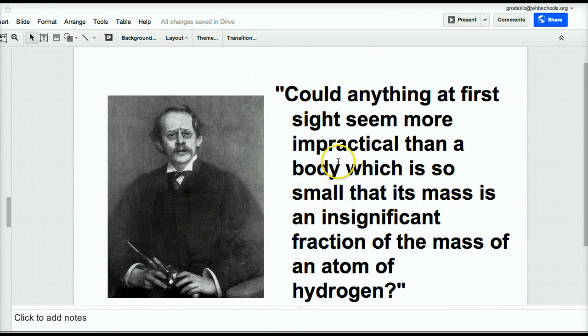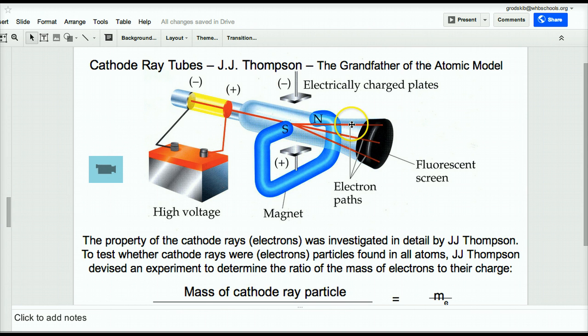What was awesome during that time was his statement: could anything at first sight seem more impractical than a body which is so small that its mass is an insignificant fraction of the mass of an atom of hydrogen? What he means by that is, in his beam, he found the mass to charge ratio, that's the mass of the particle to the charge, meaning how much charge he had to add to move or attract it, to be somewhere near 2,000 times lighter than a hydrogen atom. Hydrogen was the lightest atom. He found something that was 2,000 times lighter. So that led him to believe that he found a piece of the atom.